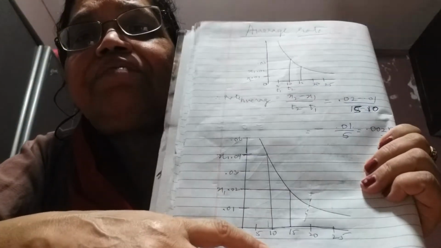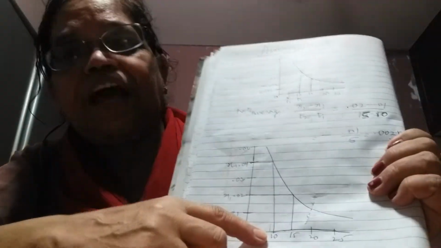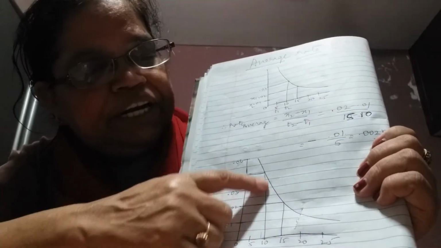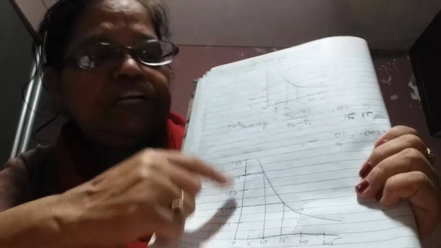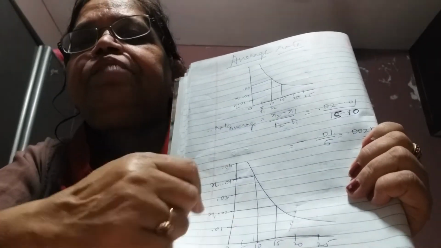This is another example I have given. I have taken two time intervals. One is at 10 minutes, this is the concentration. Another at 15 minutes, this is the concentration. Change in concentration divided by time taken gives us the average rate.